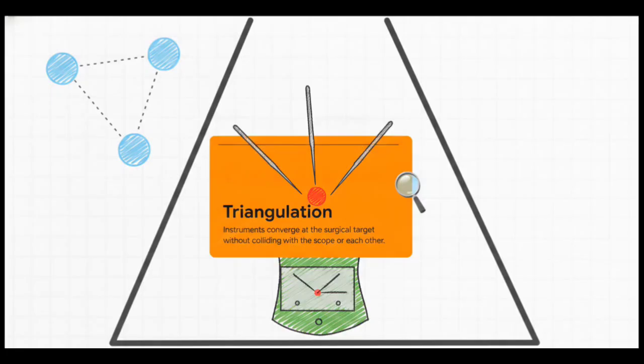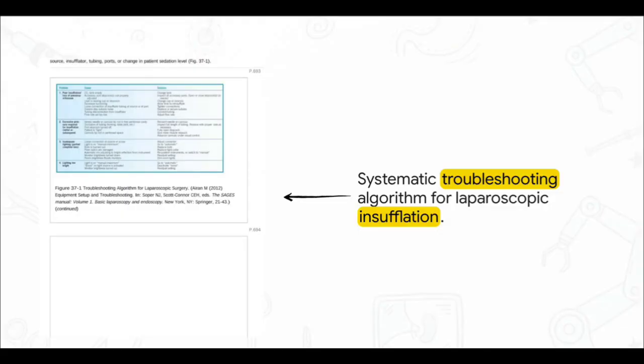Right, so once we're actually inside, port placement is governed by the principle of triangulation. Think of this as the spatial foundation of laparoscopic surgery. Because you're taking a 3D surgical field and flattening it onto a 2D monitor, you obviously lose that natural depth perception. Triangulation is what compensates for this. It ensures your working instruments converge precisely at the surgical target without crossing swords with each other or accidentally blinding the camera.